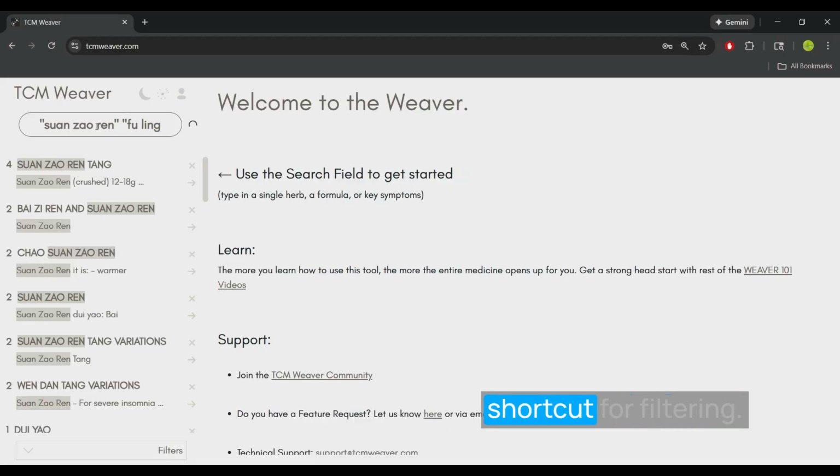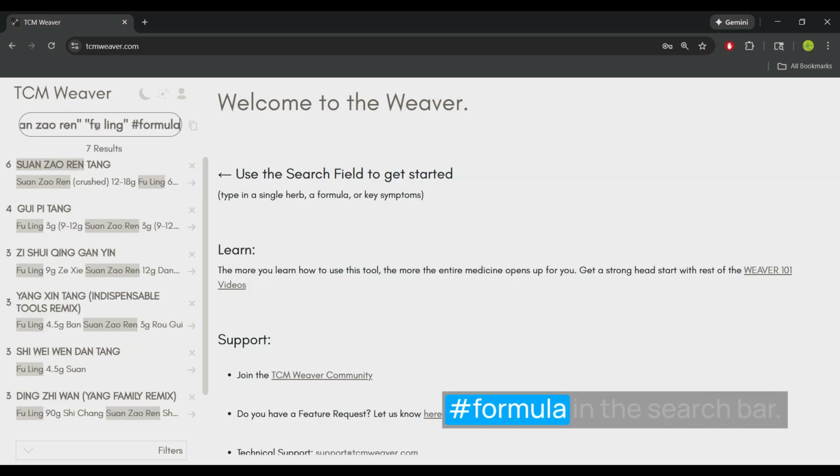And here's a quick shortcut for filtering. You can go ahead and put #formula in the search bar, and now we have come up with 7 formulas that contain both Swanzauren and Fuling. You can see them highlighted in some of the results there.